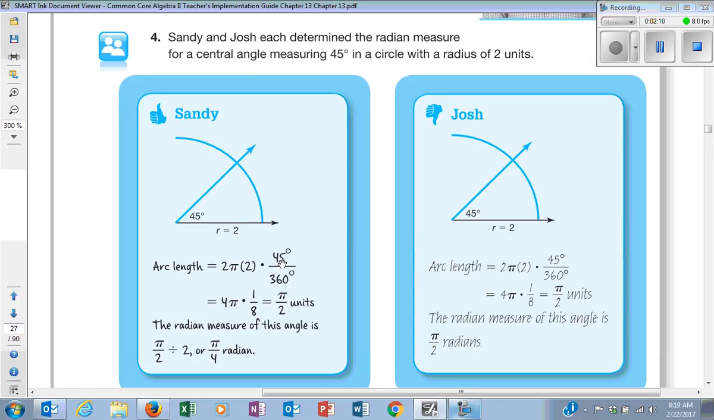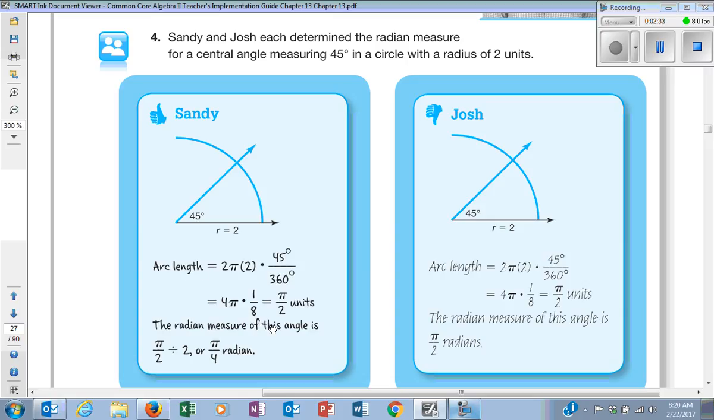When I do this, 45 divided by 360 turns into 1/8, just reduced. 2 times 2 is 4 pi. The 4 and the 8 cancel. This is over 1, so 4 turns into 1, 8 turns into 2. Pi times 1 is just pi, over 2. Does everybody understand the simplifying that we did?